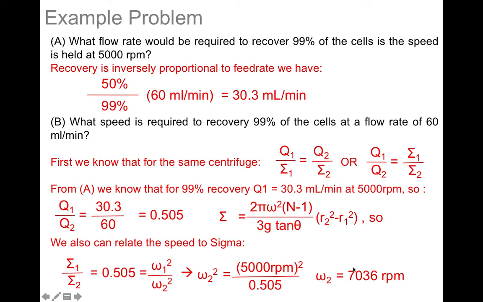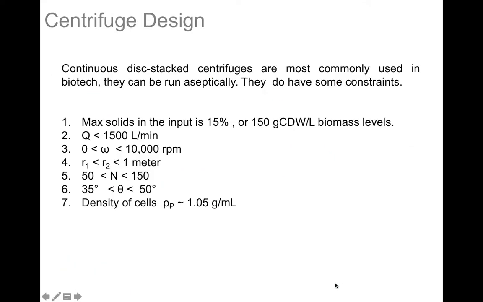That should make sense. So for a given centrifuge, there are two key outputs from this. One is that if you are spinning at a constant rate, you need to slow down the flow rate to increase the amount of cells recovered. And if you speed up the flow rate to maintain that same recovery level, you need to increase the centrifuge speed. So there are some basic practical limitations to centrifuge design. These can be good rules of thumb for what you can actually do with a disc stack centrifuge.